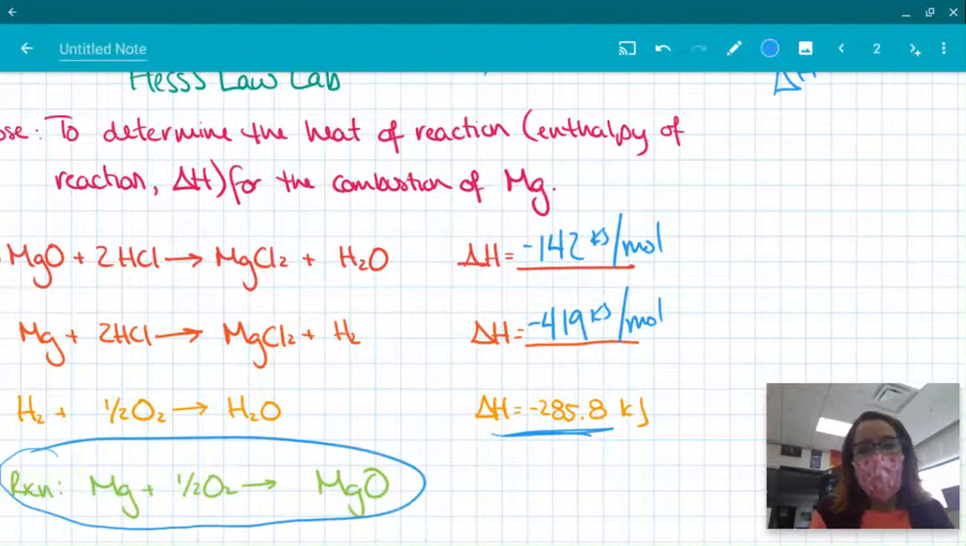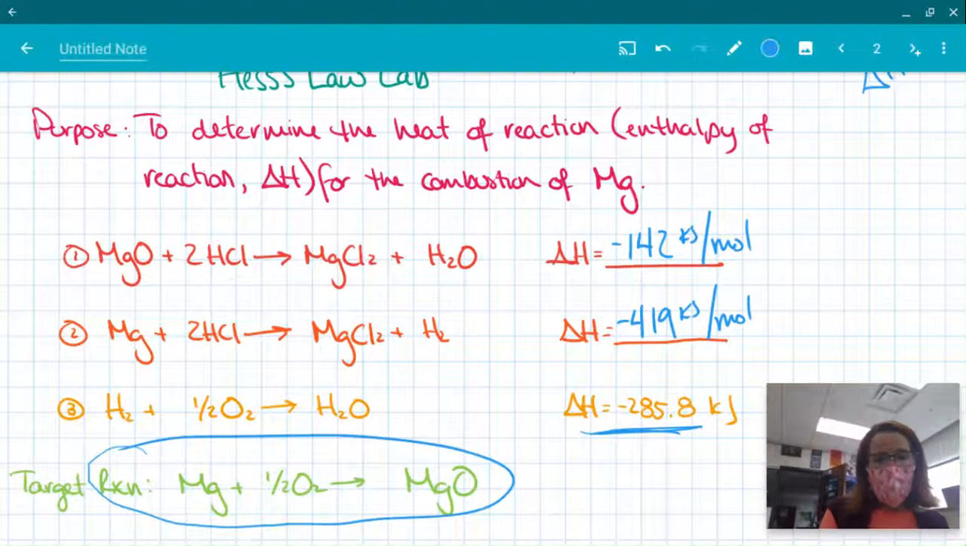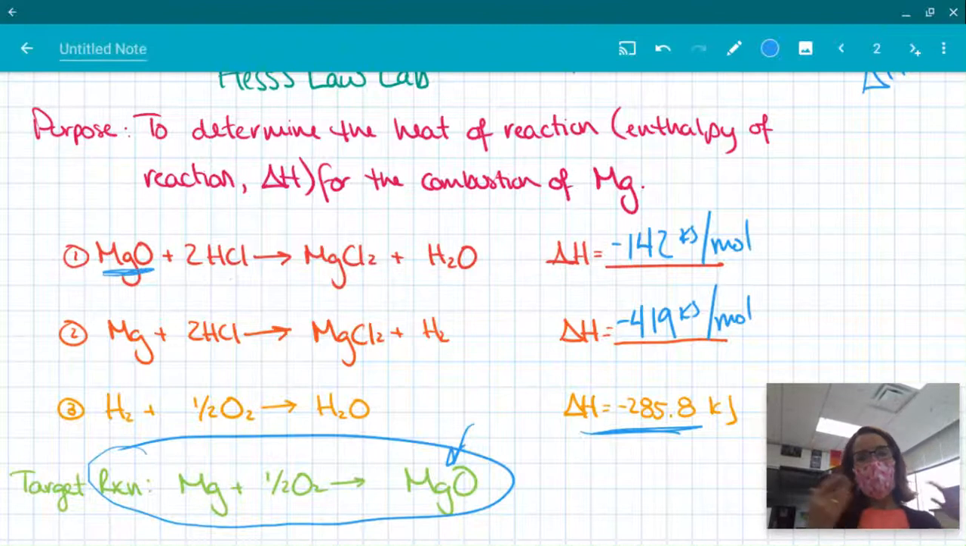So now we know the delta H's for all three reactions, and we're trying to get to this target reaction right here. So this is where Hess's law comes in. So we need to rearrange the three equations so that we get to our target reaction. So I'm going to just kind of eyeball it here for a second. What I see right now is that MgO is a product, but in reaction number one, MgO is a reactant. So my gut tells me let's reverse it. So I'm going to go ahead and write flip on this one.